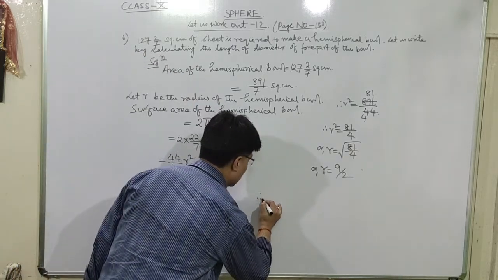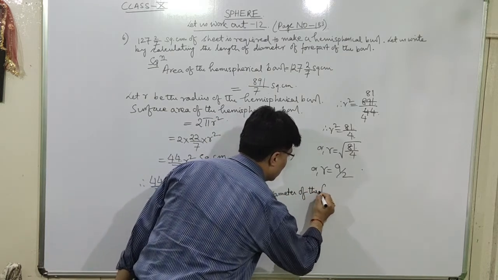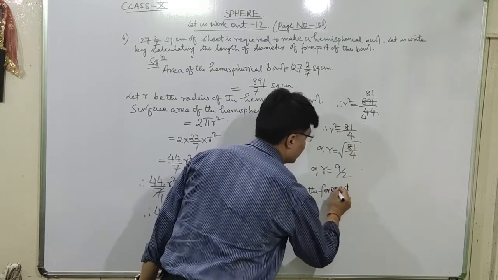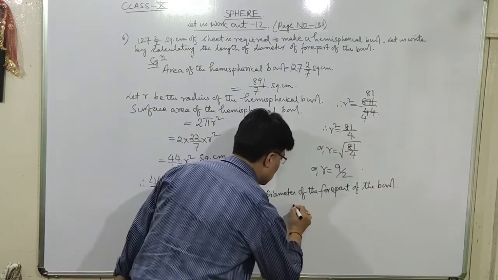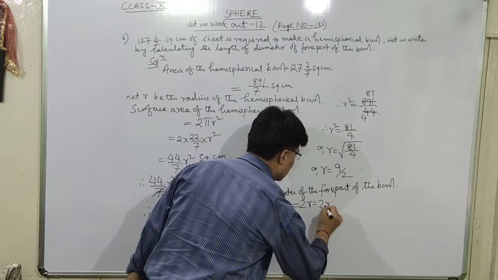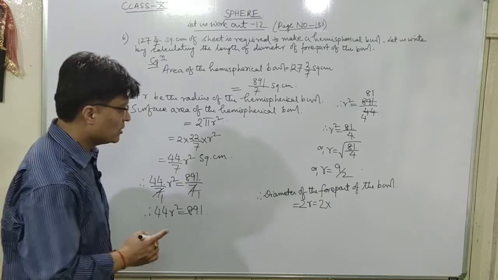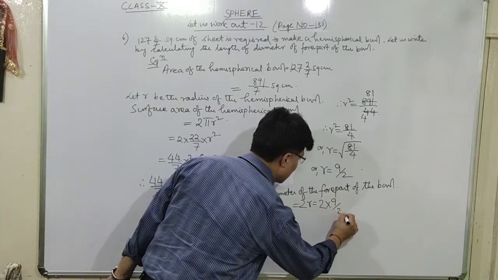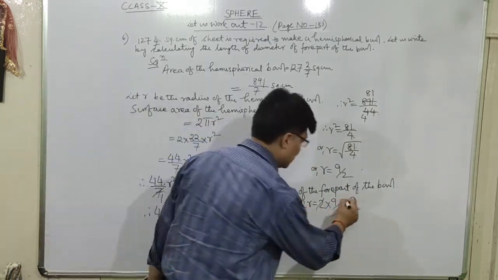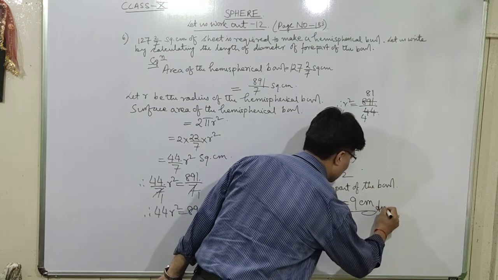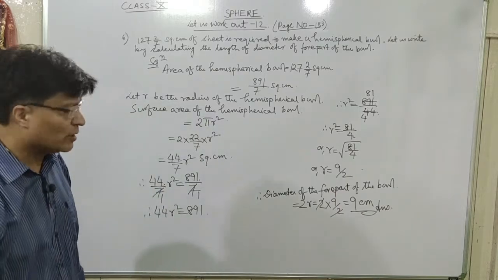So therefore the diameter of the forepart of the bowl is equal to twice r, which is equal to 2 into what? 2 into 9 by 2. The 2 gets cancelled, which is equal to 9. What is the unit here? This is centimeter. So 9 centimeter is the answer. So what is the diameter of the forepart of the bowl? It is 9 centimeter. So I think you have understood it.